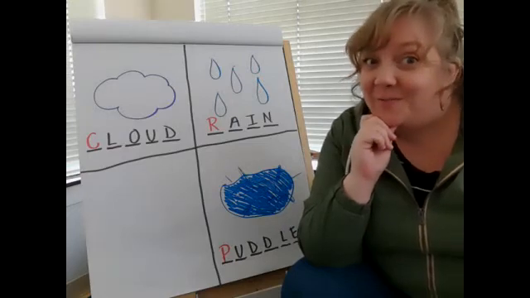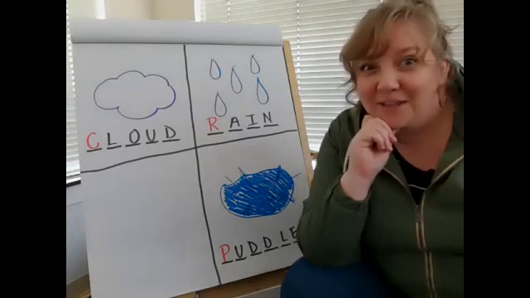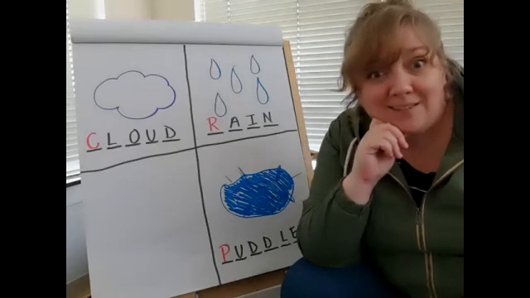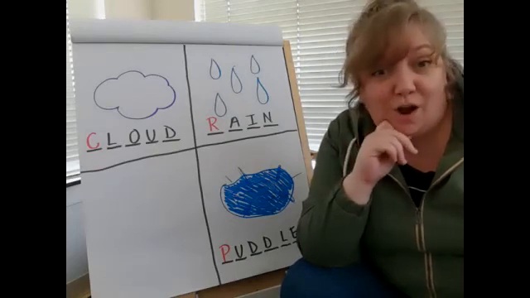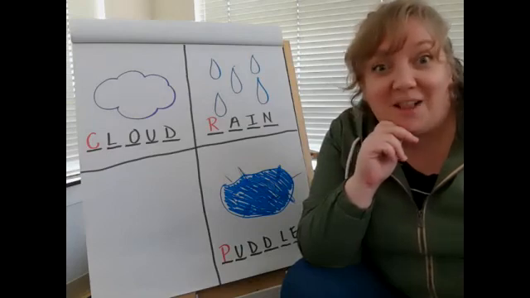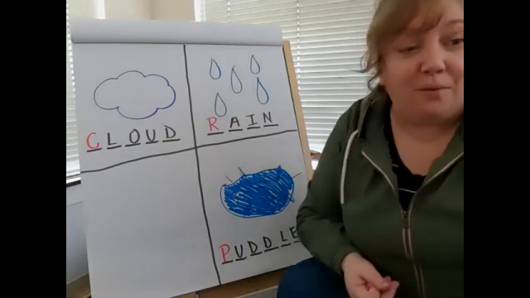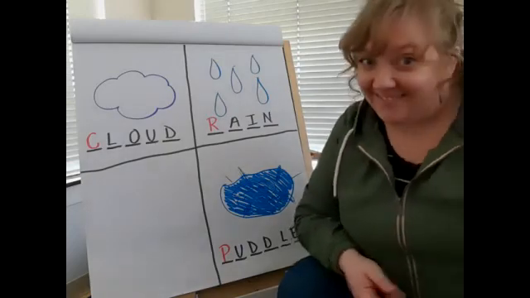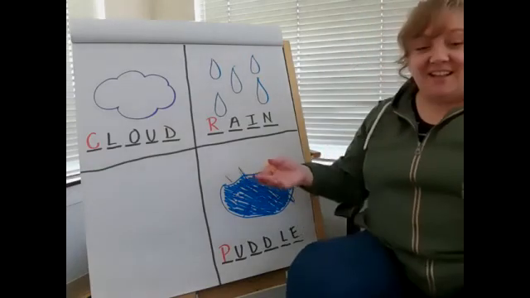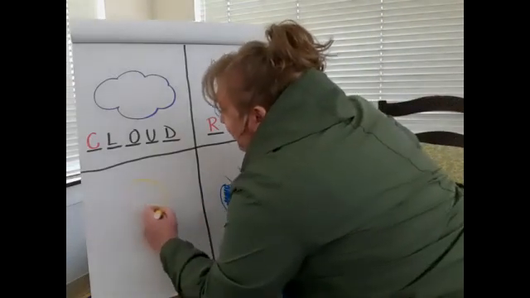I'll give you a clue. It's really big, and it's actually way up in outer space. But down here on Earth, where we are, it kind of looks yellow. And it's really bright and really hot. Do you know what it is? The sun.